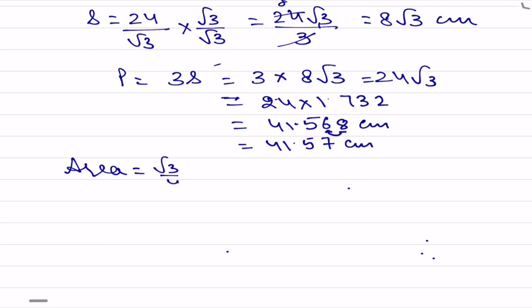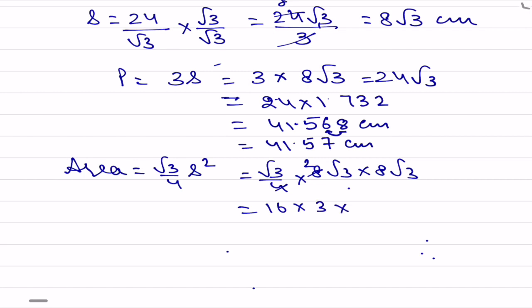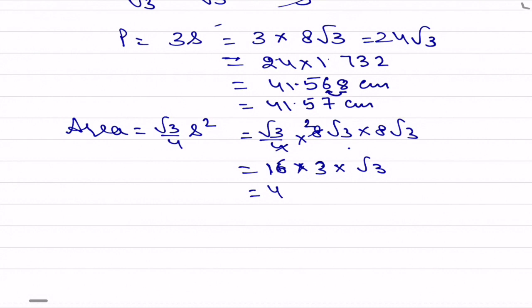Area is root 3 by 4 s square. So put the value of s. Side was 8 root 3, so 8 root 3 into 8 root 3. So it's 16 into 3 into root 3. So it becomes 48 root 3.